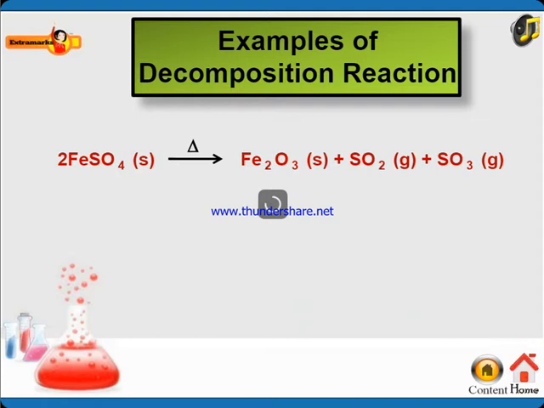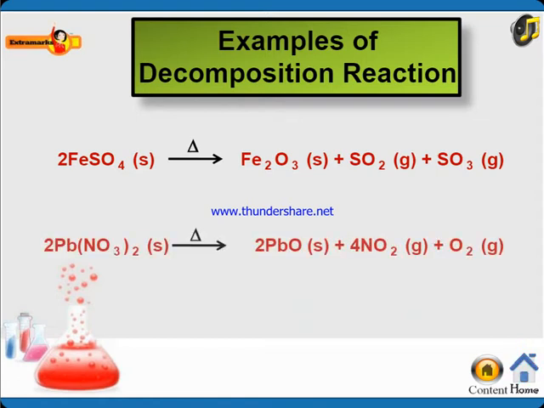When ferrous sulfate is heated strongly, it decomposes to form ferric oxide, sulfur dioxide, and sulfur trioxide. When lead nitrate is heated strongly, it breaks down to form simpler substances like lead monoxide, nitrogen dioxide, and oxygen.